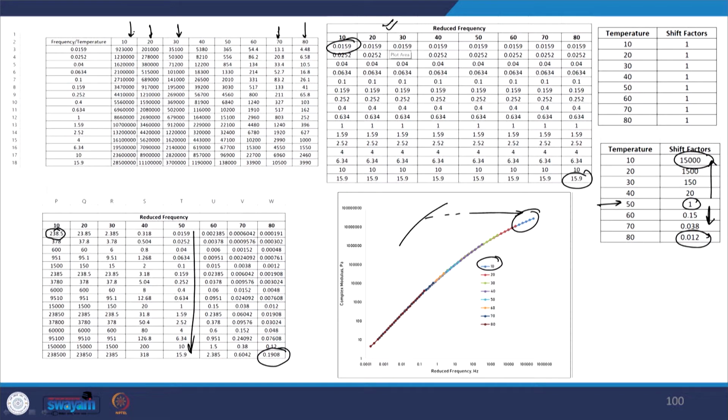Just one more point: these shift factors can be arrived at using different processes. Sometimes people do a manual shift, which means you keep on changing manually until you obtain a smooth curve. You can also use nonlinear least square fitting techniques, where you minimize the error between the points until you get a smooth curve, or you can use equations such as the WLF equation or the Arrhenius equation, and there are various other equations available in the literature.